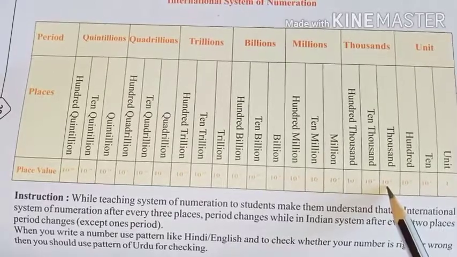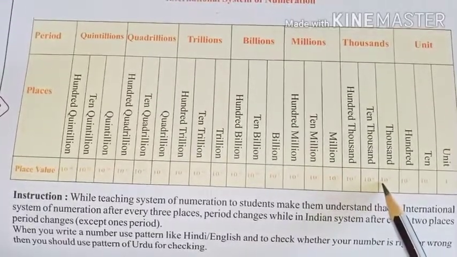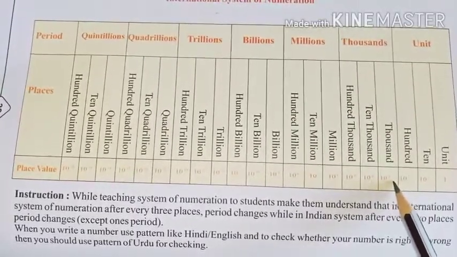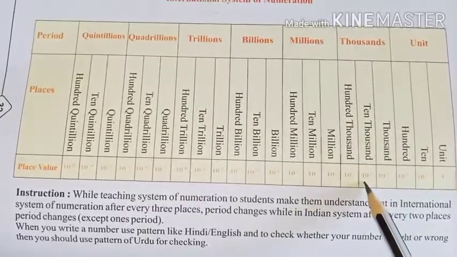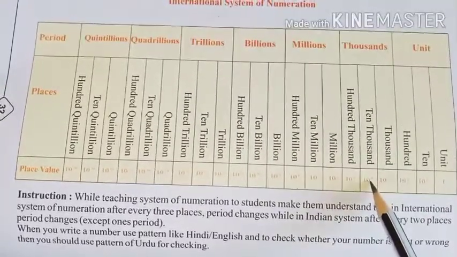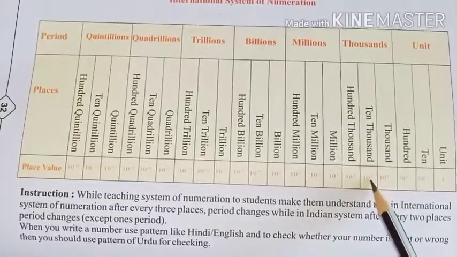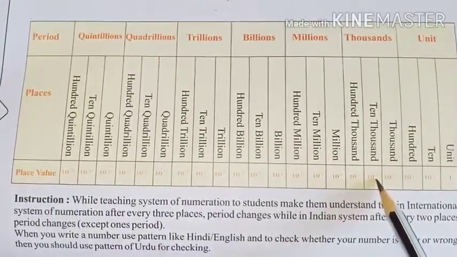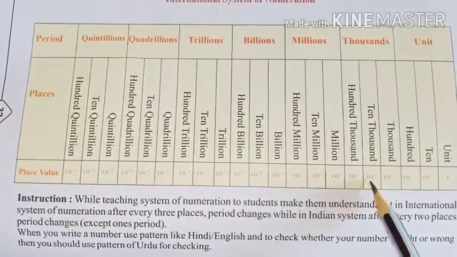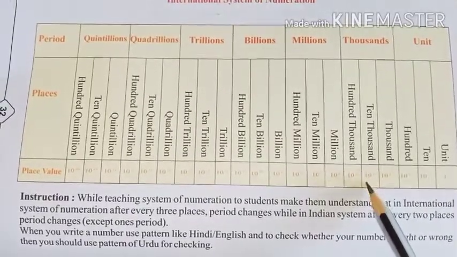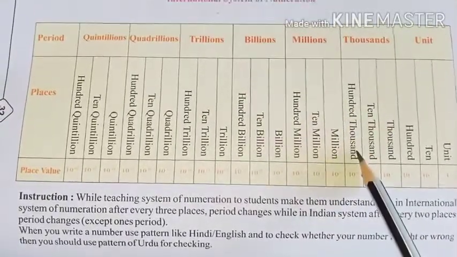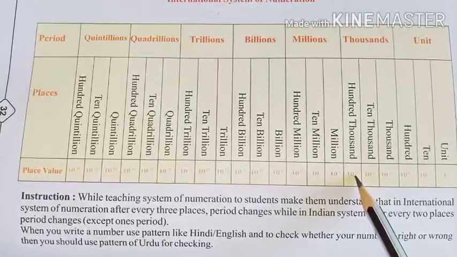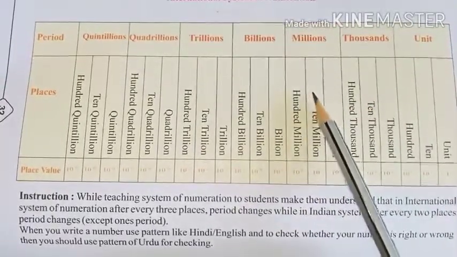So how many digits are here? 10,000 is 10 to the power 4, which means total 5 digits are here. How can we say it is 5 digits? There are 4 zeros and 1, so 4 plus 1 equals 5 digits in total. Then 100,000 also has zeros, so 6 digits are here. Okay, now see the next part.